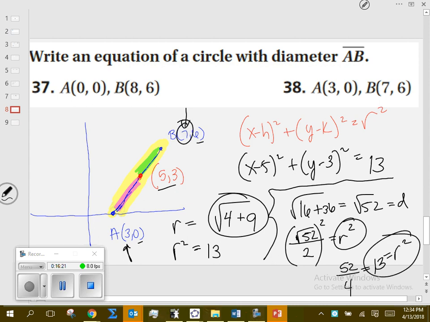So maybe that's the way you could do it, okay? Obviously, those are a little bit more work than is necessary. It's a lot easier just to find the radius, right? But I do know some people maybe feel more comfortable finding the diameter or think that it's necessary to find the diameter.